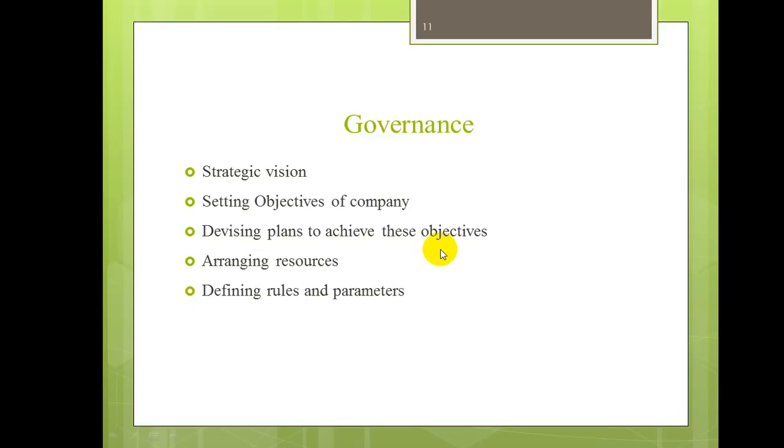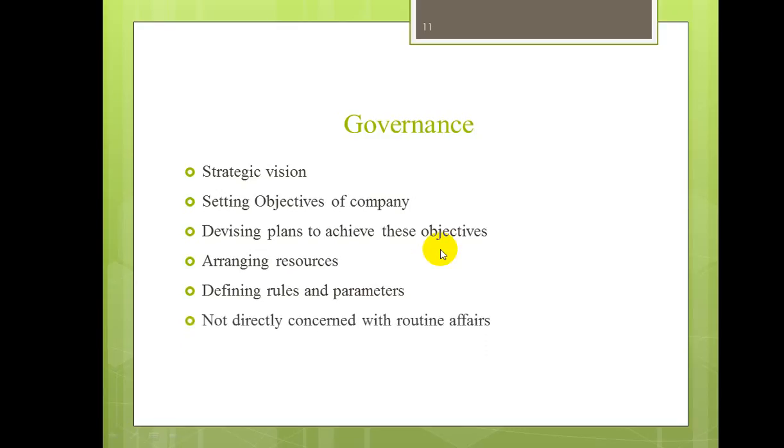Defining rules and parameters. Corporate governors are making rules, as well as the parameters, the skills, and the measurement of how it should be implemented in the organization. So it is the governor's duty to make and define the rules and their parameters.